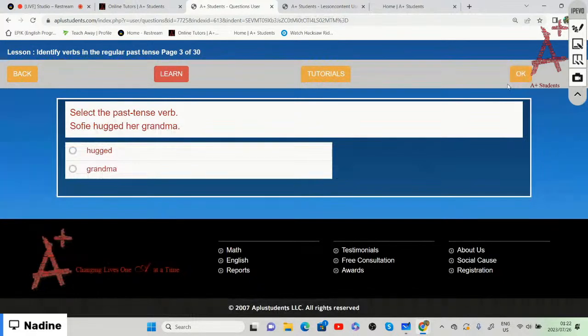Sophie hugged her grandma. We need to select the regular past tense verb within the sentence. Is it hugged or is grandma the regular past tense verb? Remember, earlier on we mentioned a few rules. Firstly, the action that's taking place plus the regular past tense verb, we can say that hugged is our regular past tense verb. If you wrote hugged, then well done, because hugged is correct.